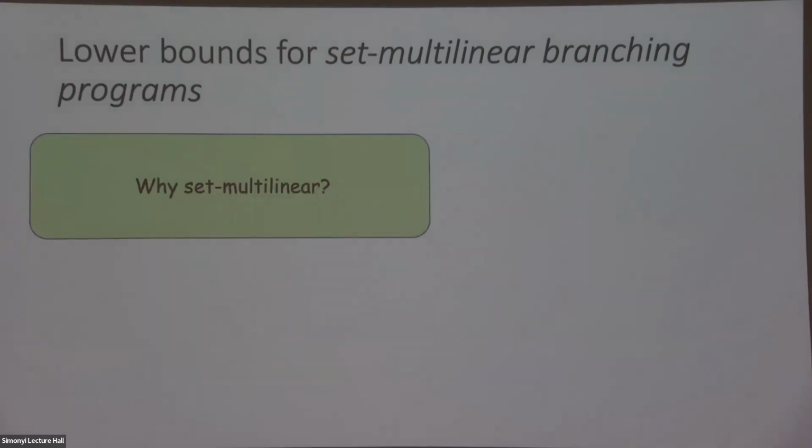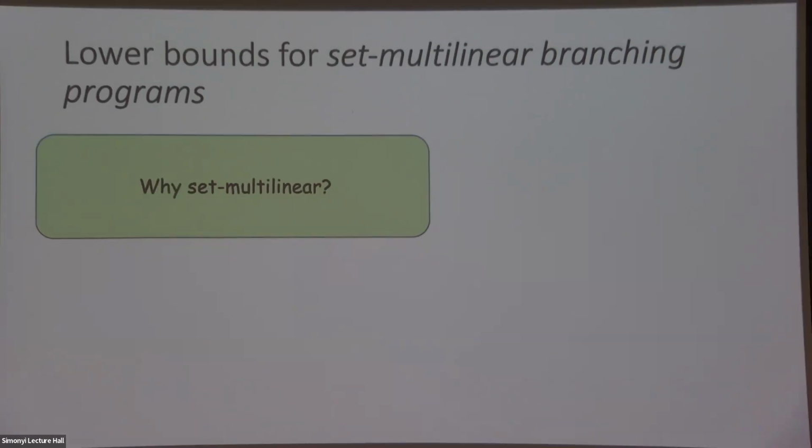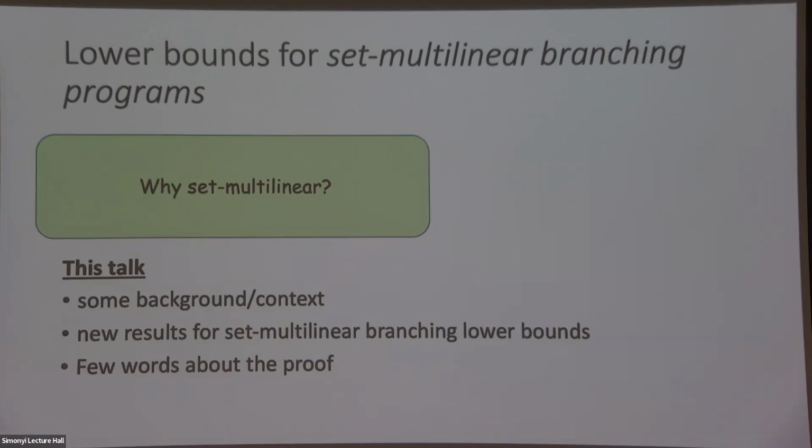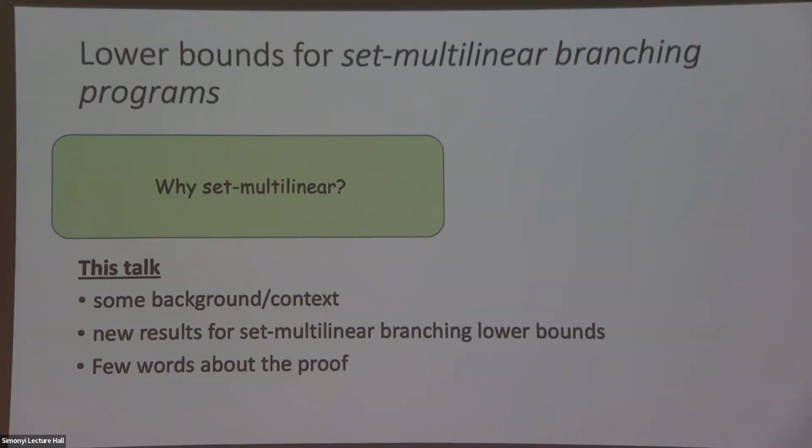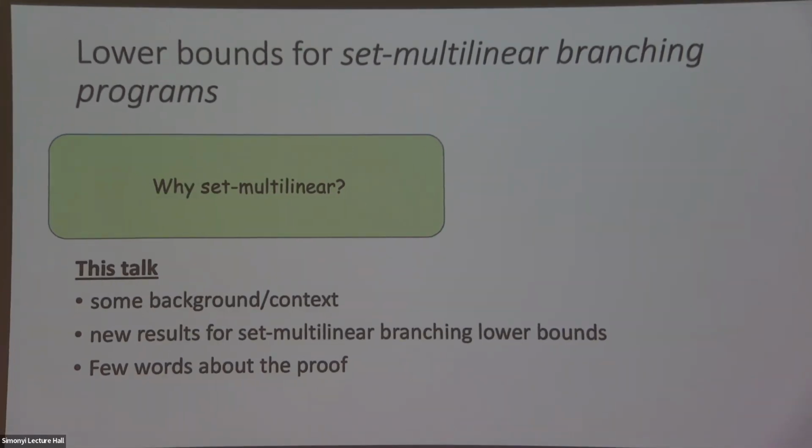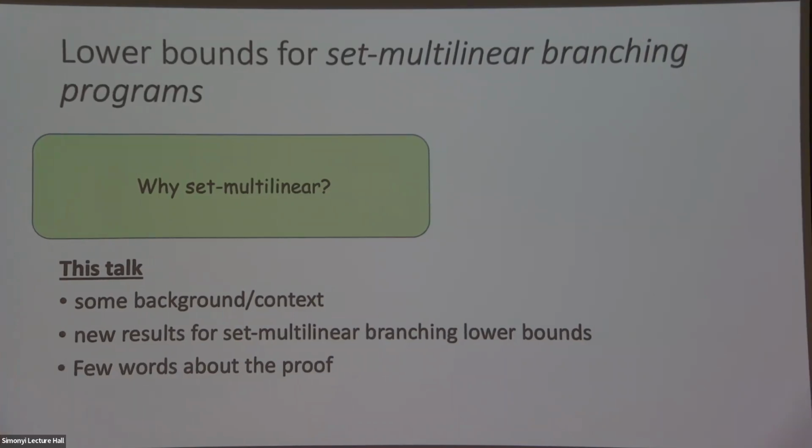Okay, so I'll explain the title, why we care about branching programs, why we care about set-multilinear branching programs. I'll start off with giving some background and context about why we care about this question. I'll state some new results and try to say a few words about the proof.